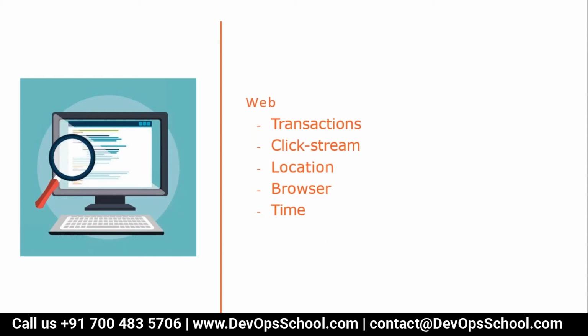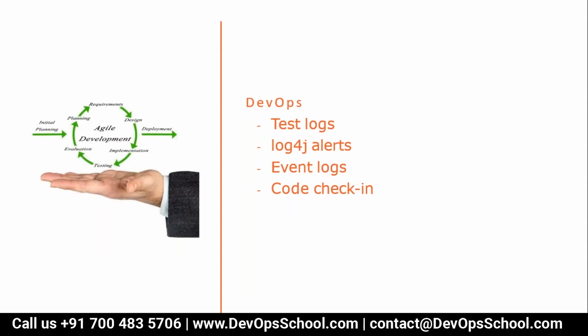Web transaction logs. So when you do any transaction on the web, log in, log out, browsing any website, you click on the website, from the location, browser, time, everything is generating a log. Web log, DevOps log: test logs, log4j alerts, event log, code check-in logs. You want to know who has checked in, what time he has checked in, what he did. When I said checked in, I'm talking about Git actually. So what time he has checked in, what he did, from which location he has checked in, whether that location is from China or not. Correct? So you want to find out all this information, right?